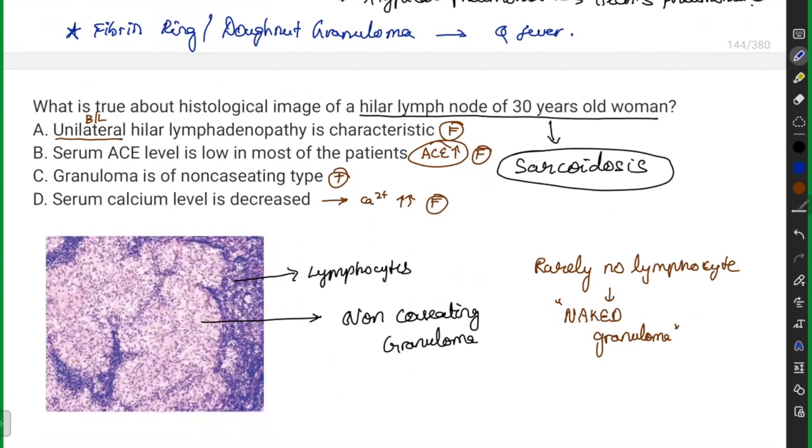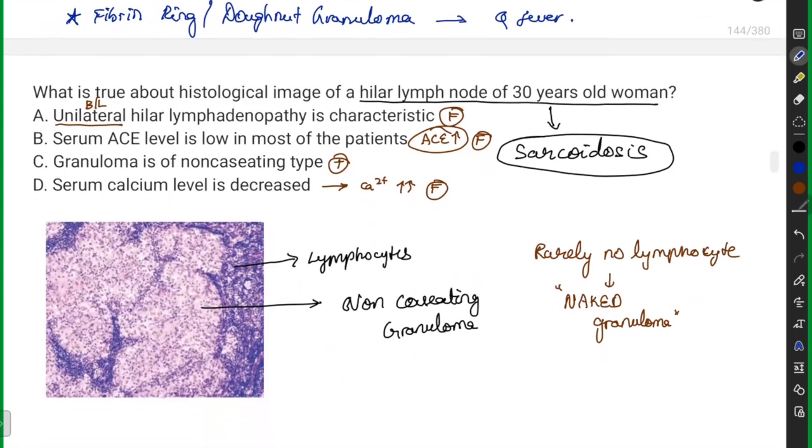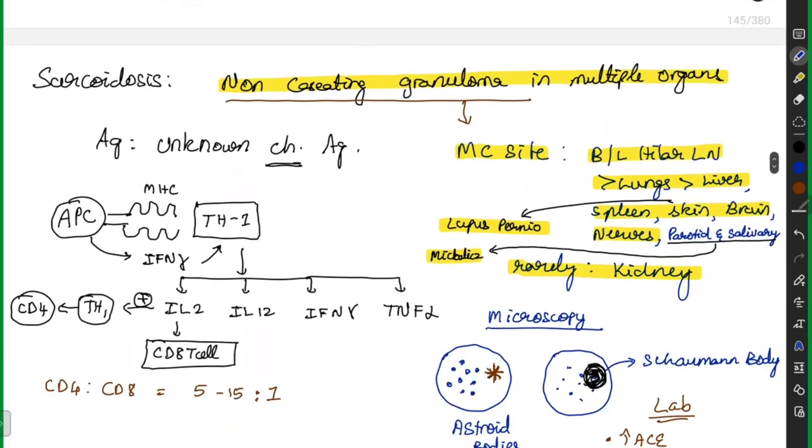Unilateral hilar lymphadenopathy is characteristic. No. In sarcoidosis, you will have a bilateral hilar lymphadenopathy. Serum ACE level is low in most of the patients. No, serum ACE level will be high in sarcoidosis patients. Granuloma is of non-caseating type, true. And serum calcium level is decreased. No, serum calcium level is increased. Let's move into this sarcoidosis in detail.